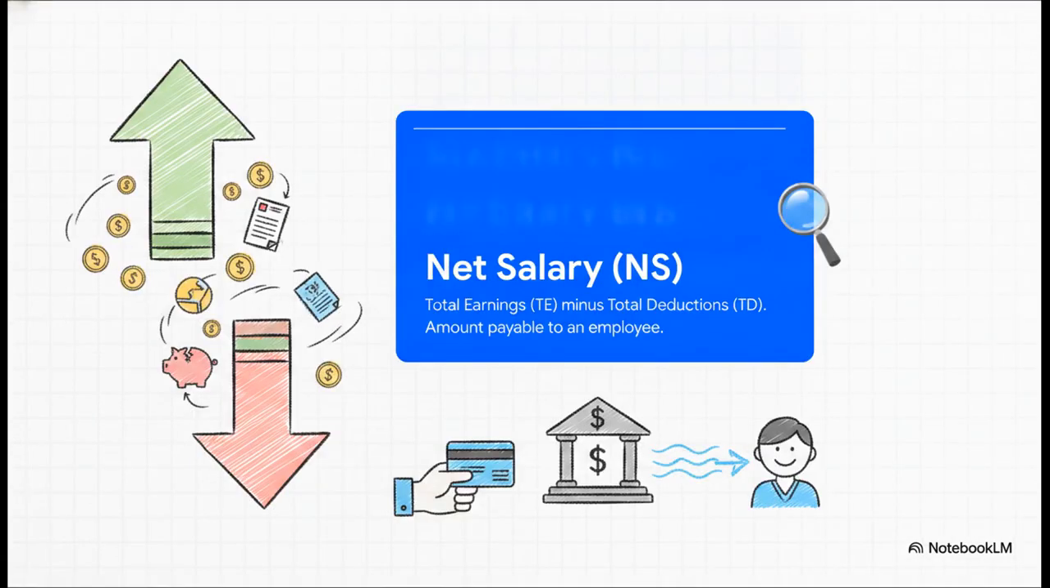The crucial point here is that all of those moving parts, every single earning and deduction, they're all driving toward one vital number, the net salary. It's simple math at the end of the day. Take total earnings, subtract total deductions, and you get the exact amount hitting the employee's bank account. That's the ultimate destination of our payroll engine.